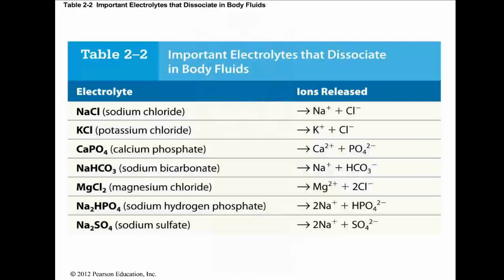So these are important electrolytes that dissolve in body fluids or dissociate, which means they break apart and their ions are released. The most common is sodium chloride, which when ions are released breaks up into sodium and chloride. Potassium chloride breaks up into potassium and chloride ions. Calcium phosphate breaks up, as you can see, into calcium and phosphate. Sodium bicarbonate breaks up into sodium and bicarbonate. Then magnesium chloride, sodium hydrogen phosphate and sodium sulfate.